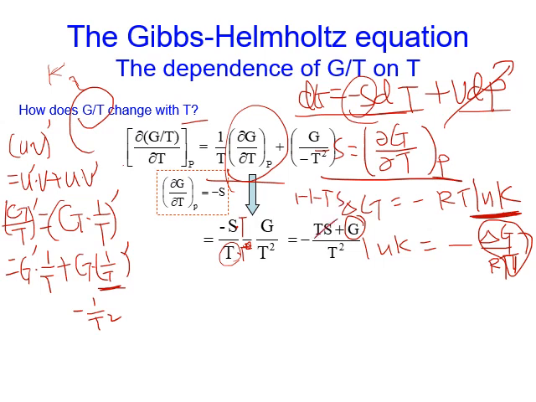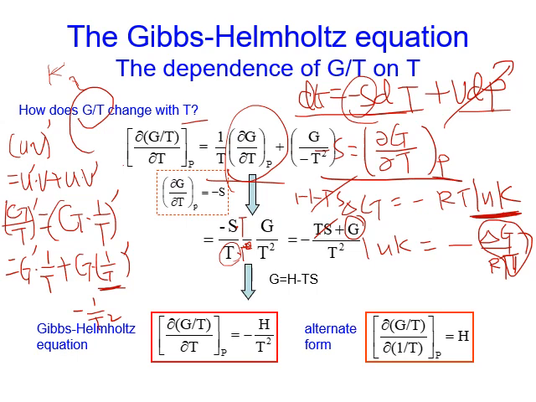And therefore, TS minus TS cancel each other. So we finally have this equation called the Gibbs-Helmholtz equation. The derivative of the function G over T with respect to T at constant pressure is negative H over T squared. If we want to know how the equilibrium constant changes with temperature, then this will be delta G, the reaction Gibbs energy over T, and the right side will be delta H, the reaction enthalpy.